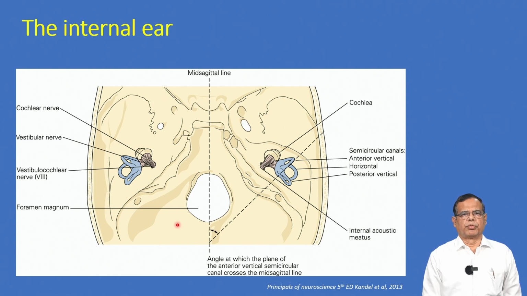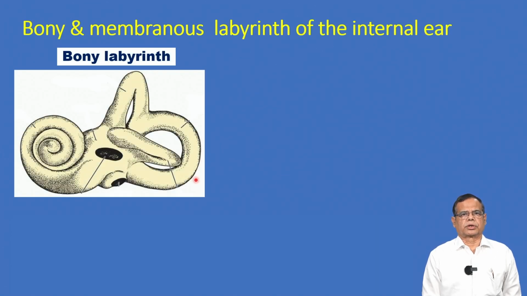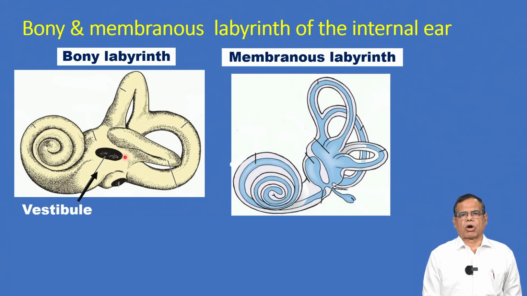Here is the base of the skull showing the exact position of the internal ear: anteriorly cochlea, posteriorly semicircular canal. There are three semicircular canals: anterior, horizontal and posterior. Bony and membranous labyrinth. The bony labyrinth is present in the internal ear. We get sensory information from the vestibule and the semicircular canals of the labyrinth in the internal ear.